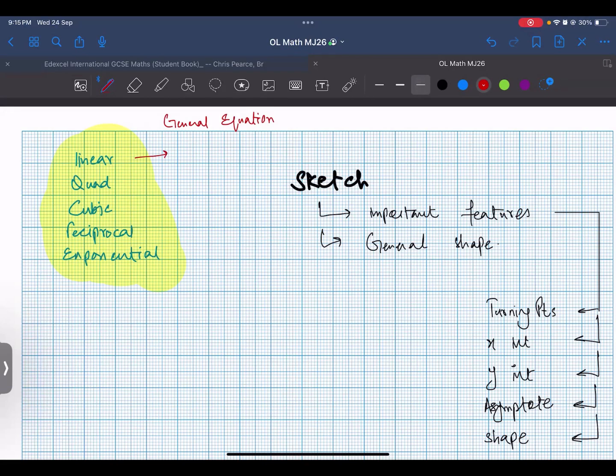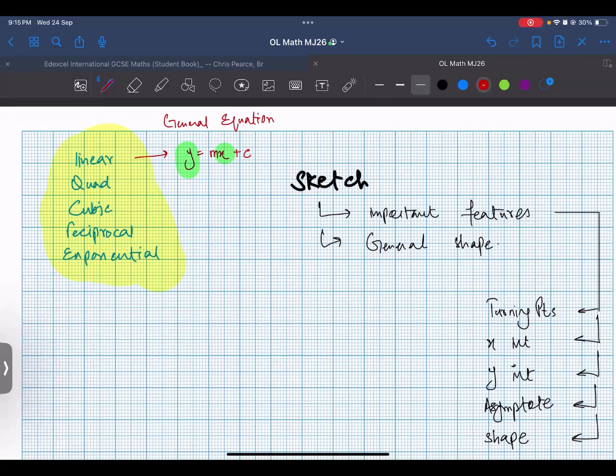Linear equation, the general form is y is equals to mx plus c. So your variables are x and y. These are the y values on the y-axis, x is the values on the x-axis. And m and c, these are the constants. M is the gradient, c is the y-intercept. Yes, m is the gradient.